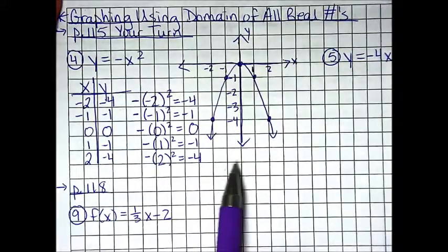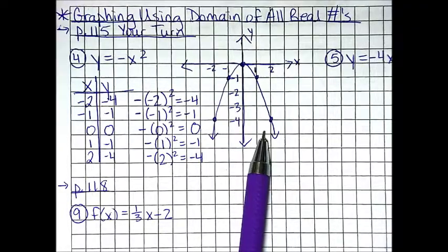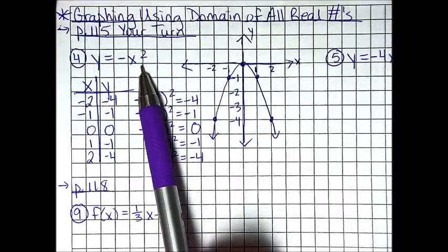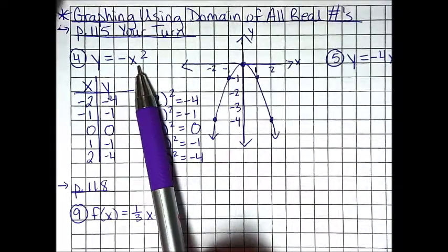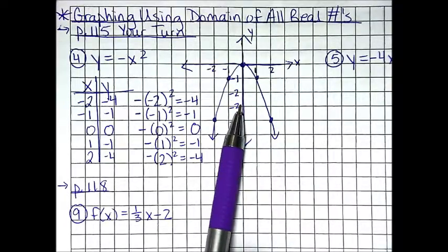And this is something we'll come up with later in the year when we graph quadratics and we learn that these have a name called parabolas. But basically the reason this pattern happened is because we had an x squared in our problem instead of just an x. So we're not worried about understanding parabolas and quadratics and all that at this point.